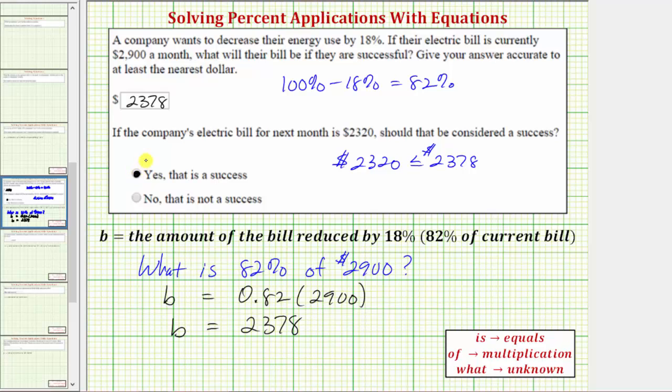Any bill that is less than or equal to $2,378 will be considered a success because that's a reduction of 18% or more from the original bill of $2,900.